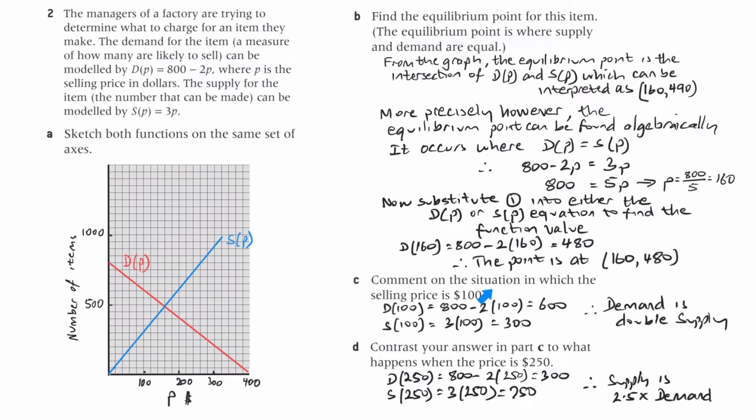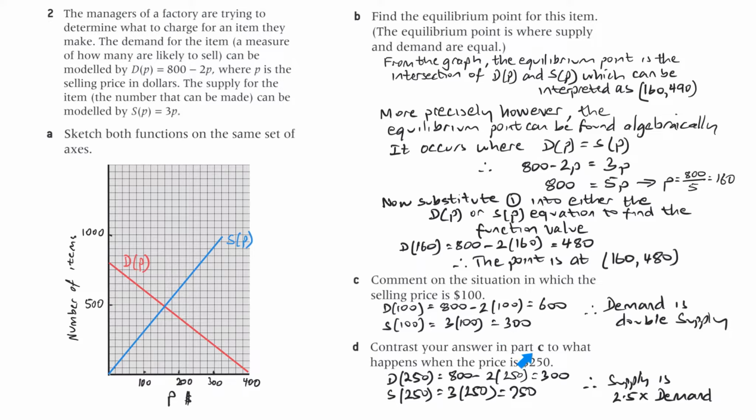C, comment on the situation in which the selling price is $100. So P is 100. We use the demand function, and that's this one here. We put 800 minus 2 times 100, and that's 600. For the supply, we put 3 times 100, and that's 300. So therefore, the demand is double the supply.